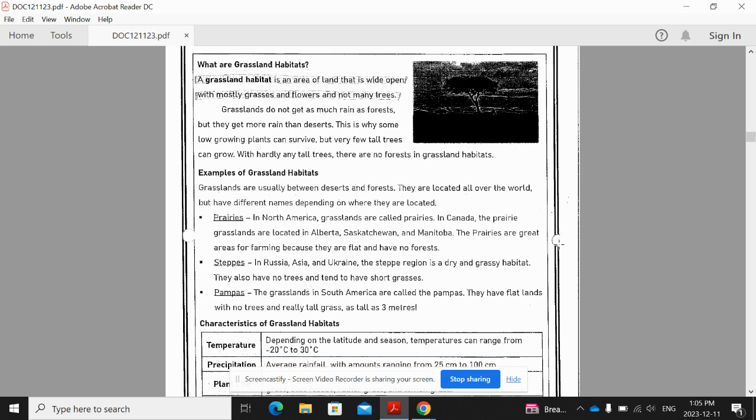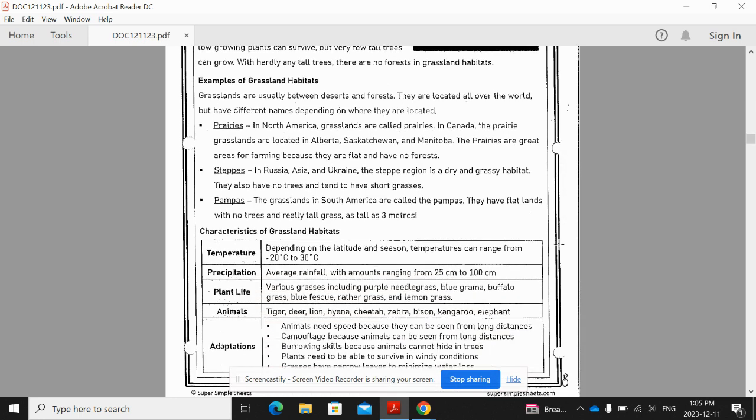Steppes. In Russia, Asia, and Ukraine, the steppe region is a dry and grassy habitat. They also have no trees and tend to have short grasses. The pampas. The grasslands in South America are called pampas. They have flat lands with no trees and really tall grass, as tall as 3 meters.